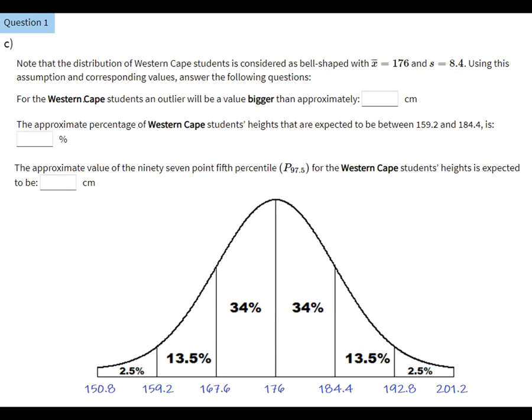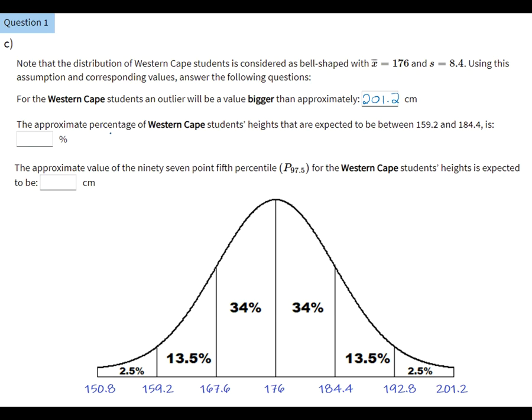So our first question was, for the Western Cape residents or students, an outlier is a value bigger than what? Now, since we're dealing with bell-shaped data, we're not going to use that IQR rule. We are going to use the 3 standard deviations from the mean rule. And if you look at our sketch, we already know what that answer is. It's 201.2. So by just doing this sketch, quickly filling in those values beforehand, you already can see your answer.